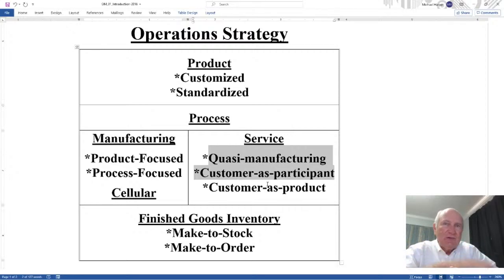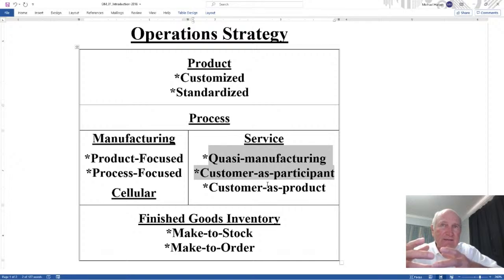They're not very good with talking with people. They shouldn't be in the front taking orders. But some people are very good at communicating. They understand, they communicate well, they take the orders well, but they're not very good at doing routine tasks. So you're going to separate the labor out in the service process design on the quasi-manufacturing and customer as participant.